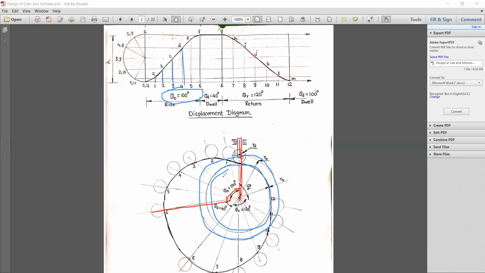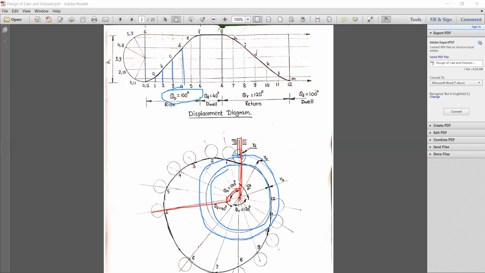That is 33.33 degrees each. Sorry, extremely sorry. It's 16.66 degrees. So according to that, I have plotted all the angles and marked them over here.